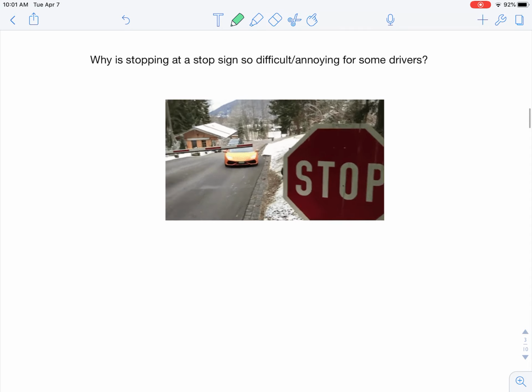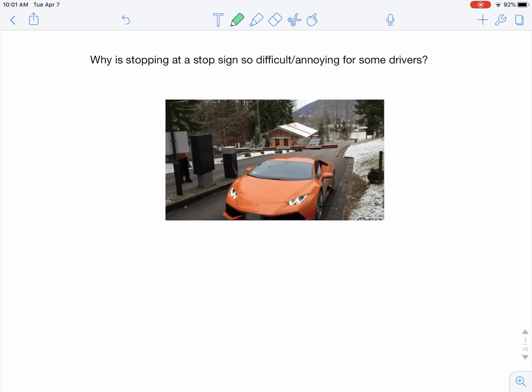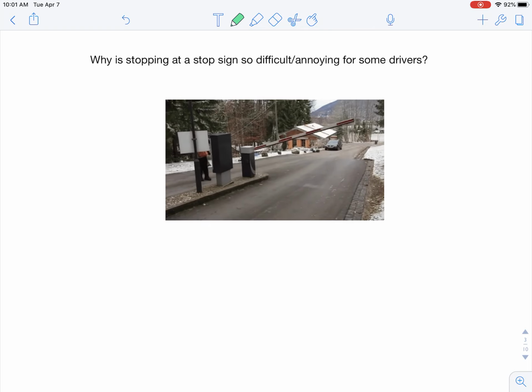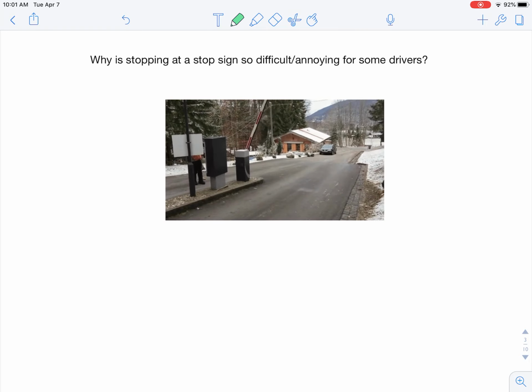Great. So now I want to talk about driving for a second. A lot of you are learning how to drive, or maybe have been in the car with somebody driving, or maybe you already have your driver's license, but you've probably noticed people on the road who don't come to a complete stop when approaching a stop sign.